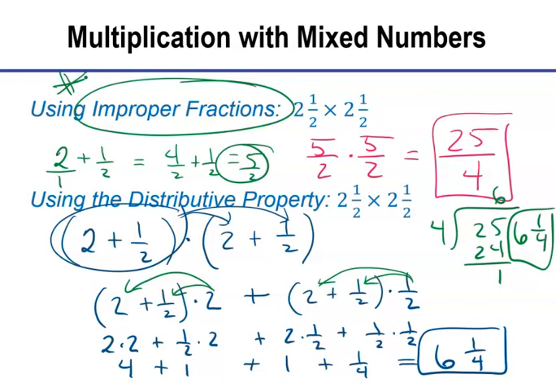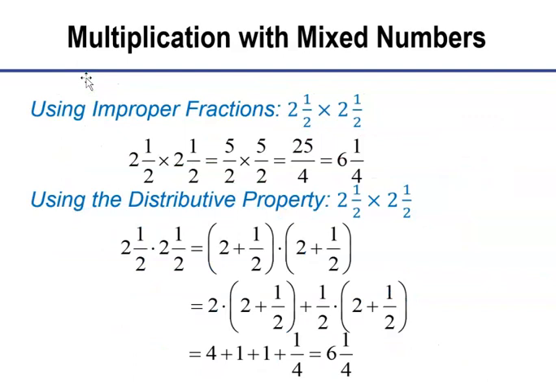So let's look at the typed up version of this, and notice we did the same thing. They changed 2.5 to 5/2 quickly, numerator times numerator, denominator times denominator, and then they changed that back to a mixed number. And then below, they changed 2.5 to 2 plus 1/2, which is the definition of a mixed number, times 2 plus 1/2, and then we distribute. Now notice they distributed backwards. Is that okay? Sure it is.